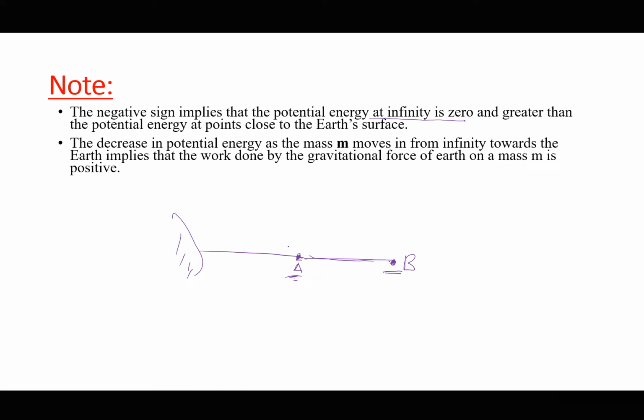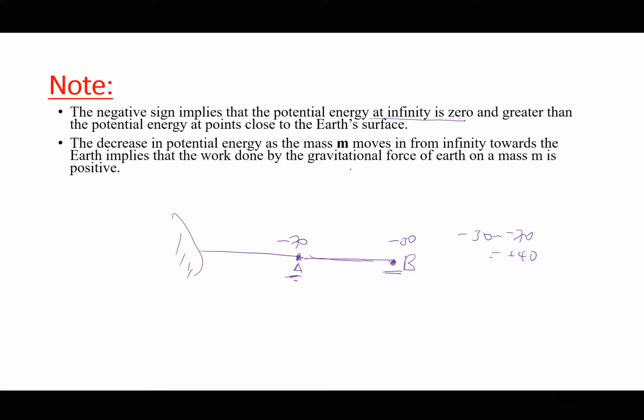For example, if here we are close to the Earth's surface and this is negative 70, and we move far away, this becomes negative, say, 30, because it becomes less negative. The work done to move from A to B is determined by the difference in the potentials, and the difference in potential is negative 30 minus negative 70, which is positive 40. So that's what I mean, that the work done by the gravitational force of the Earth on a mass m is positive as you move a mass towards infinity.